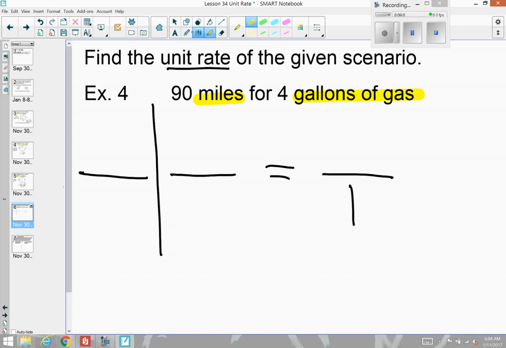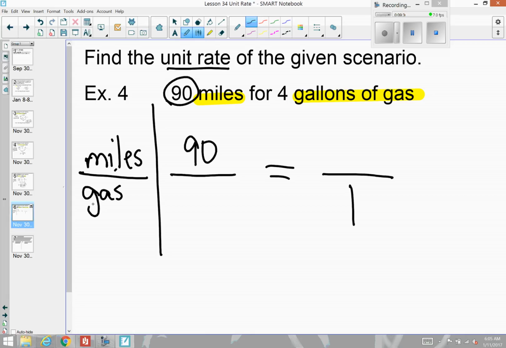In this case, what would make more sense? To figure out what 1 mile costs in gas, or how many miles you can go for 1 gallon of gas? I agree. I think we're going to go for gallons of gas on the bottom. I'm just going to write gas because I don't have a whole lot of room. So gas will be on the bottom. Miles will be on the top. So we have 90 miles, that goes on top. And our 4 gallons of gas goes on the bottom.